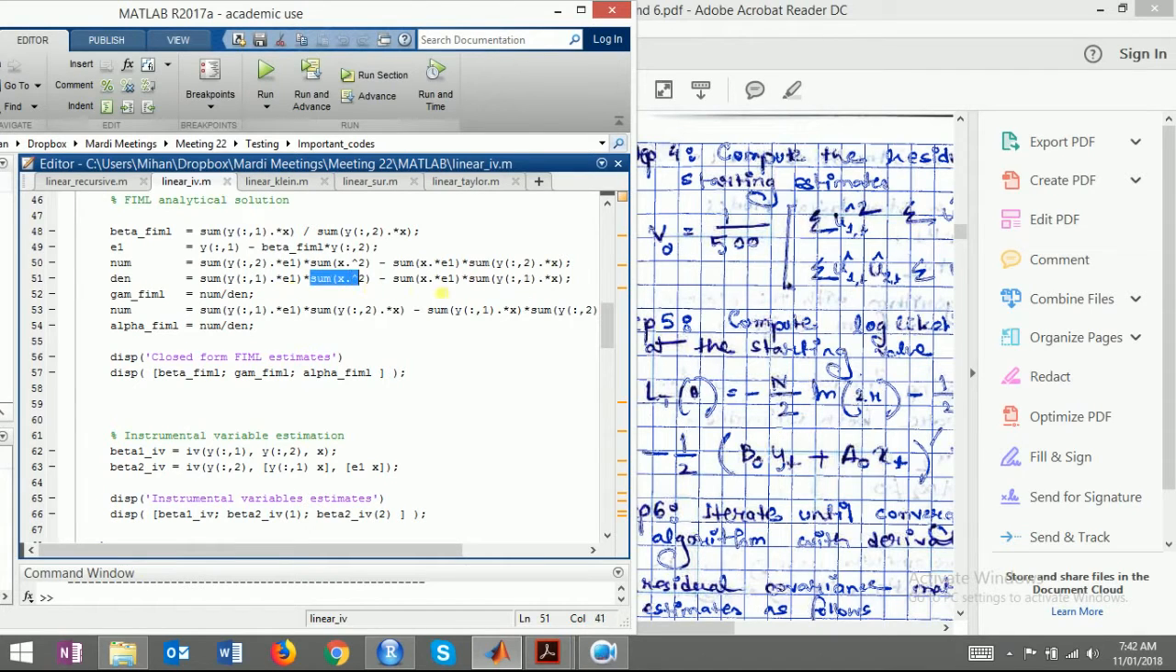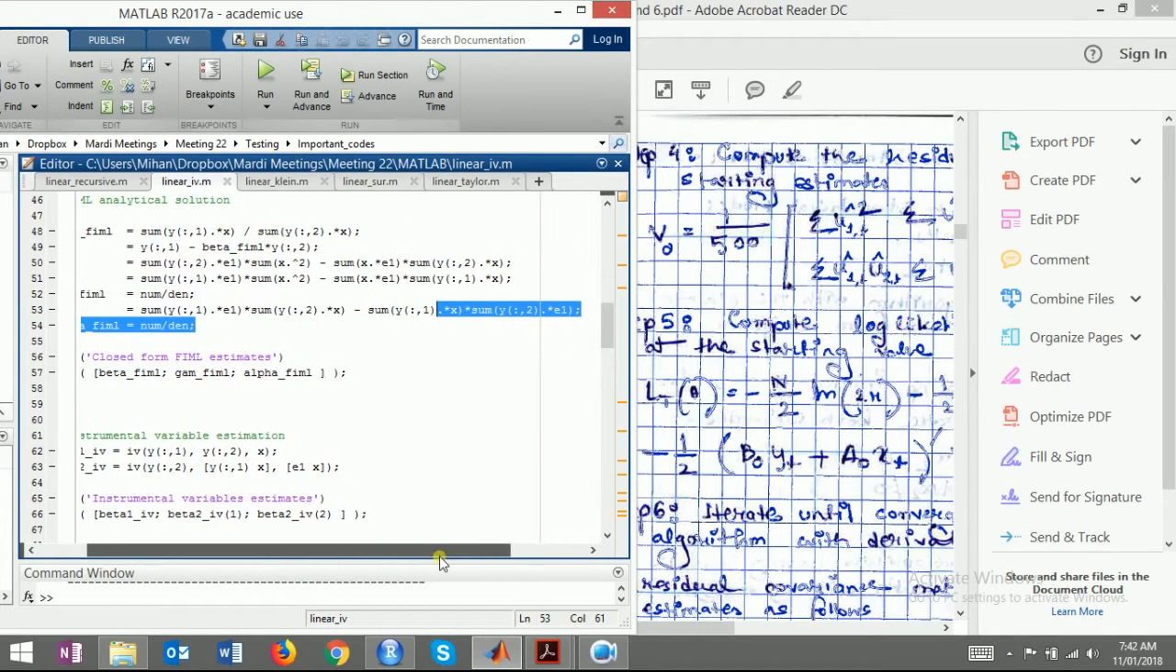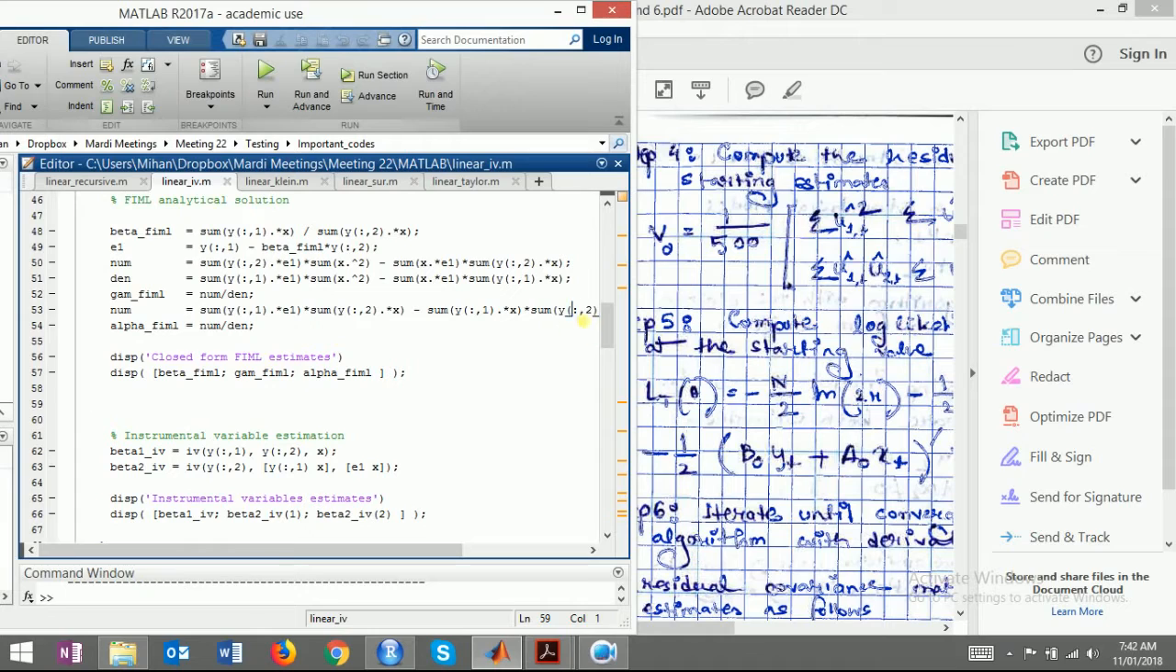y1 u1, then y1x. But what is multiplied with that is y2x and y1x. Y2x and y1x are multiplied with that. Now y1 u1, y2 u1, y1x, y2x, y1x, that's all. It's a completely different thing in the numerator and denominator.